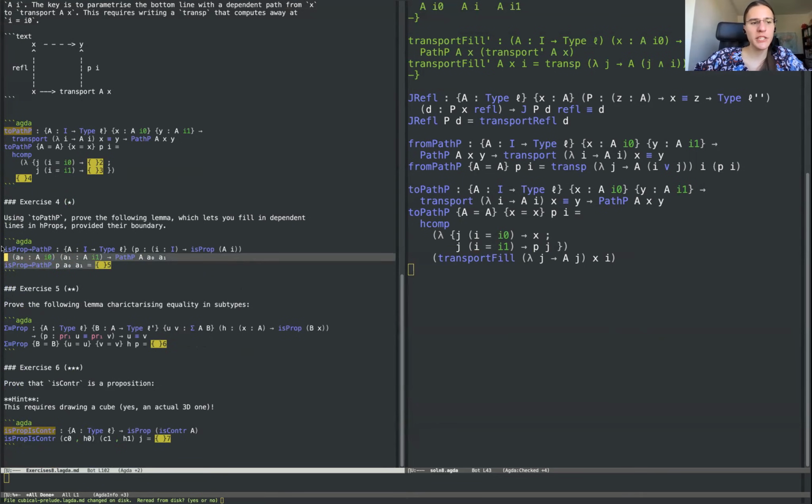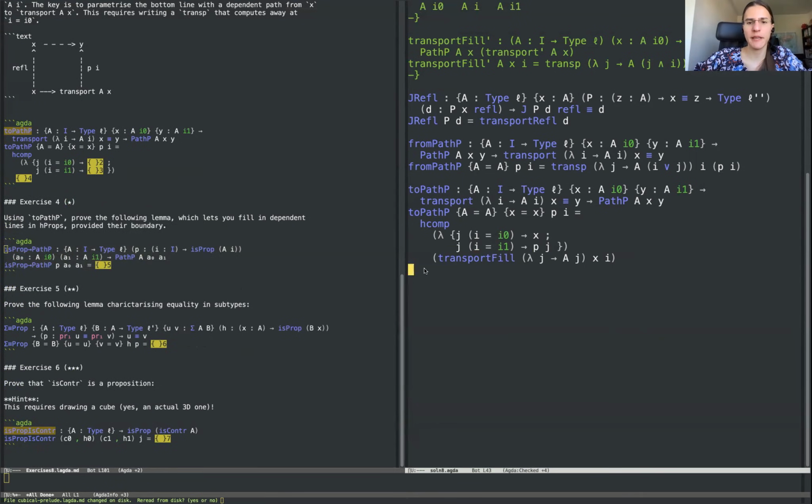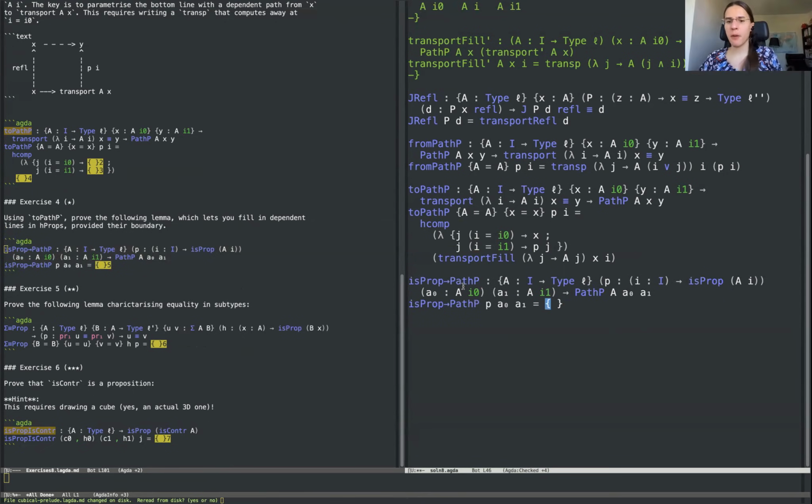Okay, so here's a really cool application of the thing that we just proved. Suppose that you have a proposition. Well, what does a proposition say? A proposition says that any 2 points in the proposition have a path connecting them, right? But what if I have a line of propositions? Can I find a dependent path connecting any 2 points living in different fibers? And the answer is yes. But how do I prove that? Well, I want to produce a path P, right? So how do I produce a path P?